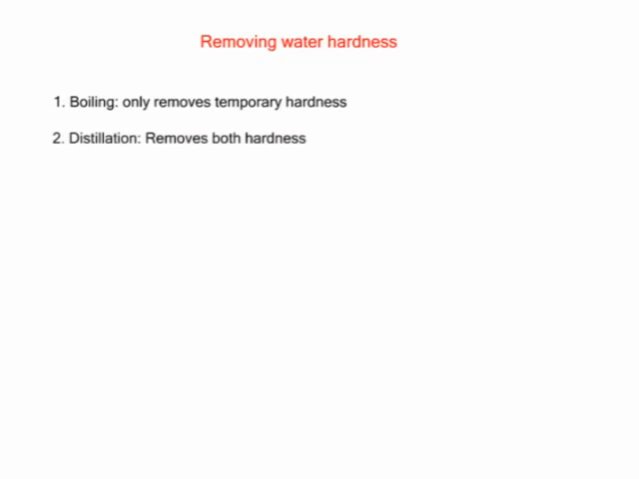But there are methods of removing this hardness, both the temporary and the permanent hardness. One of the methods is boiling, and we've seen that, and this method removes temporary hardness only. Another is distillation, and this method can remove both types of hardness, but it is expensive. We had looked at distillation in Form 1.